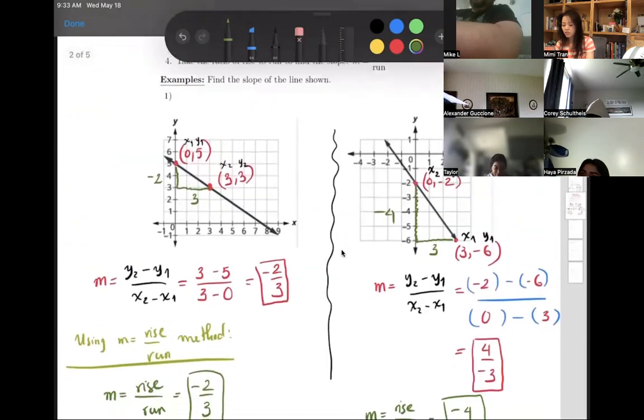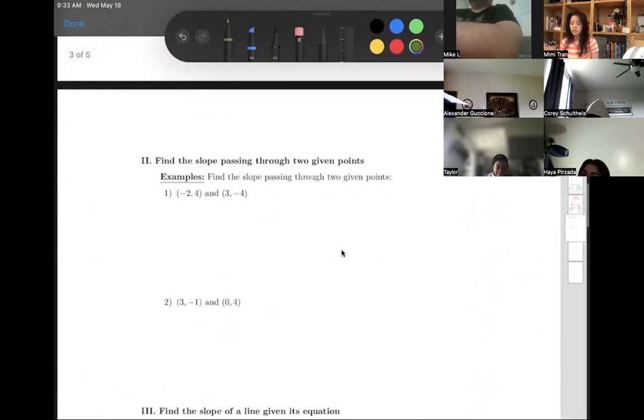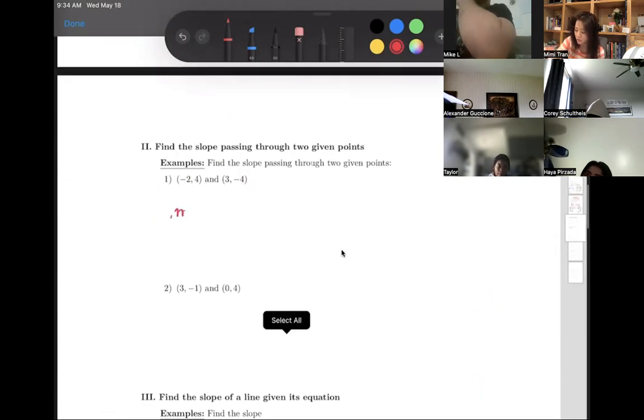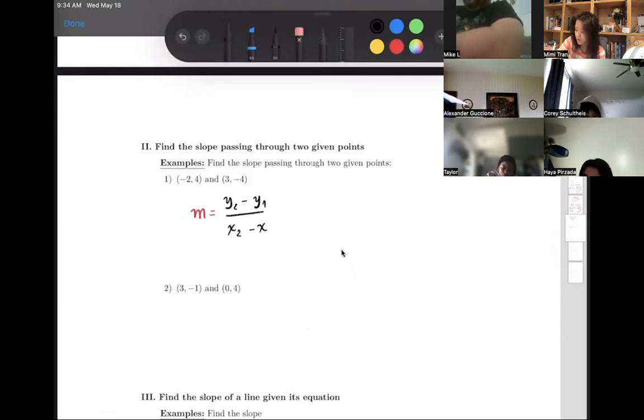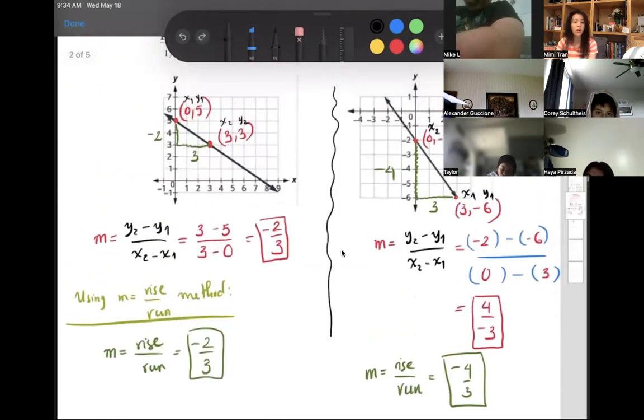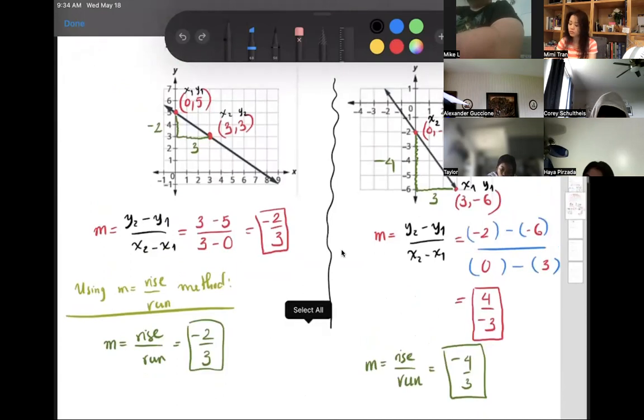Maybe I shouldn't show you the definition of that one. Okay, second part. This one is just extra practice. Why don't you do one? Tell me what you got, using the formula. By the way, if I give you 2 points like this, you're going to use the definition, the formula. If I don't give you 2 points but give you the graph, I recommend you use rise over run. But I'll show you both, so whichever flow works for you.